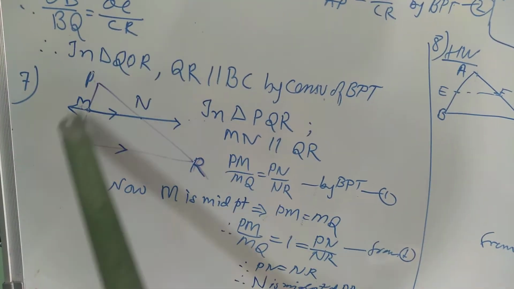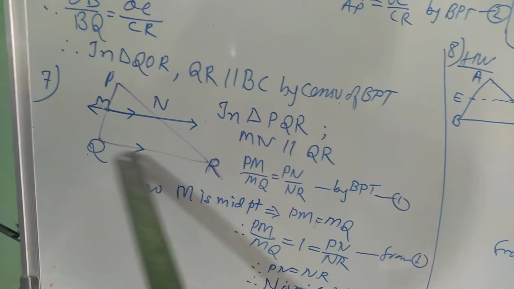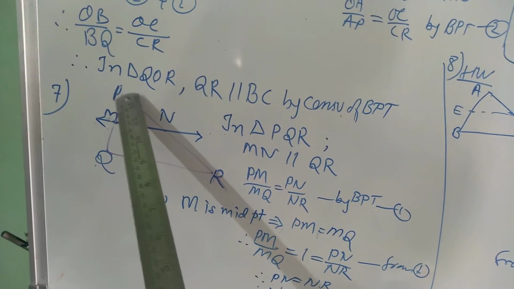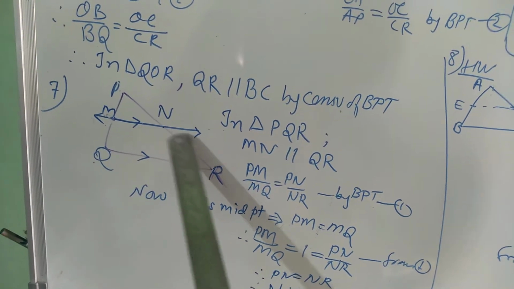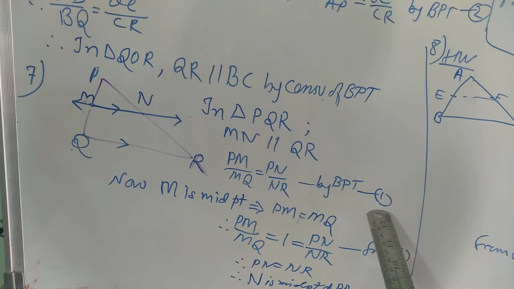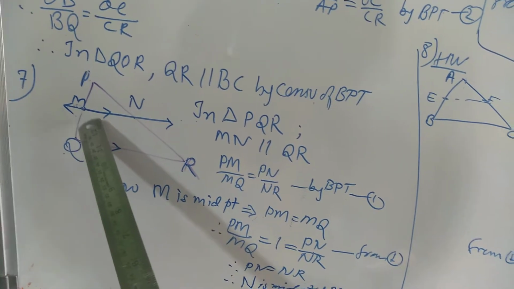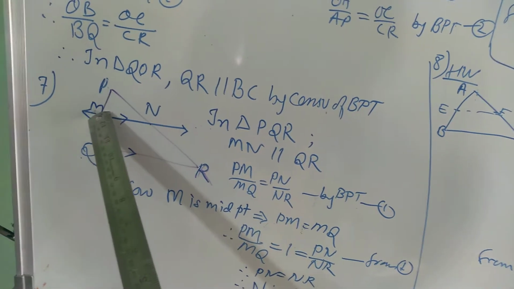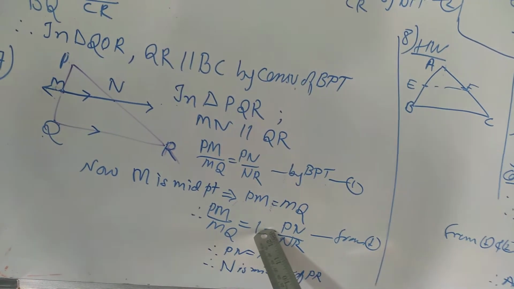Now in this triangle, MN is parallel to QR. So we can write PM to MQ equal to PN to NR. This will be our first equation by BPT. Now further it is given that M is the midpoint. It means MP and MQ will be equal, so their ratio will be equal to 1.